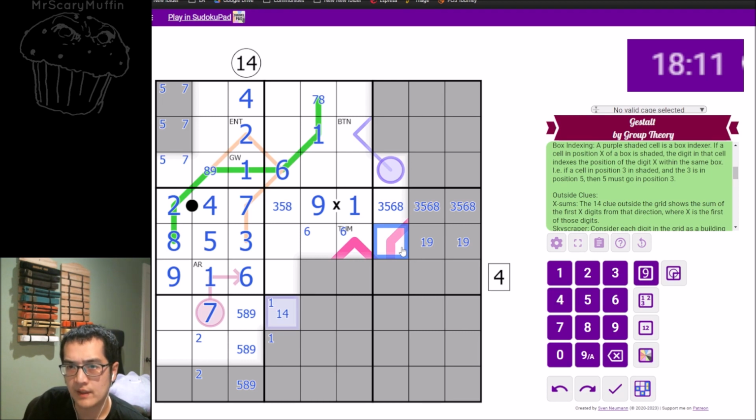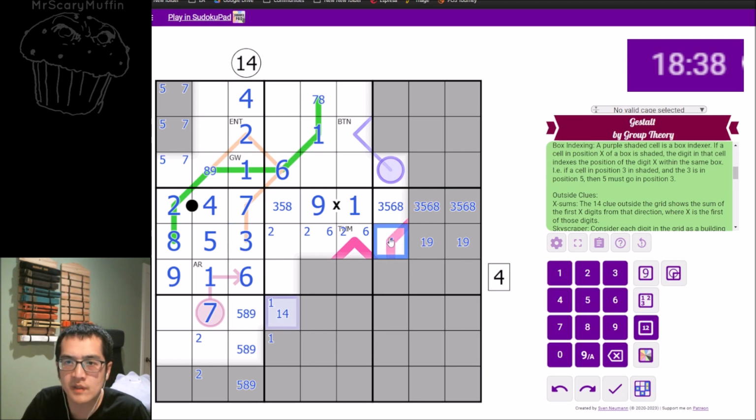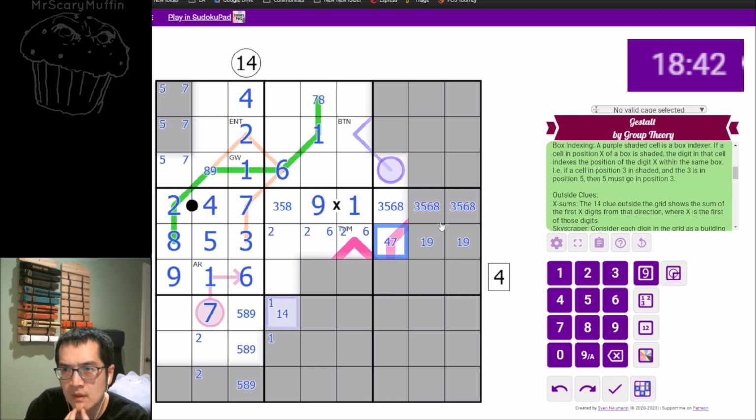And oh, there's already 8, but yeah, 2 can't go there, which means 2 has to go here somewhere. How about 4? Can 4 go here? 4 could go here because this could be a 3. How about 7? 7 could go here because this could be 8. So we got 1, 2, 3. Could be a 4. Cannot be a 5, 6, or 8. So it's a 4 or a 7 only can go in there.